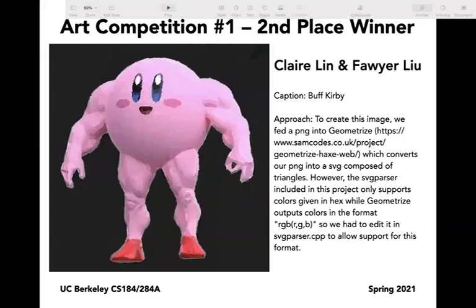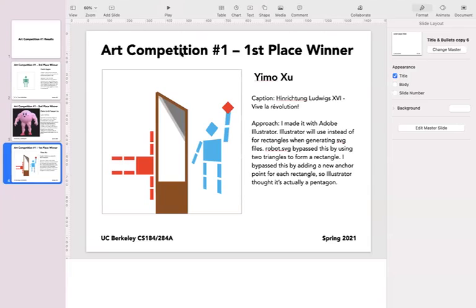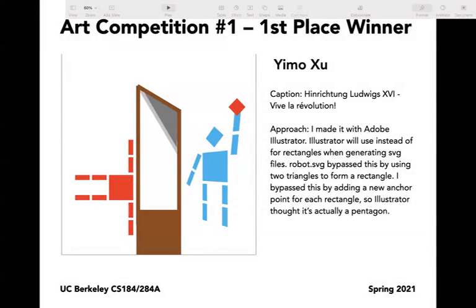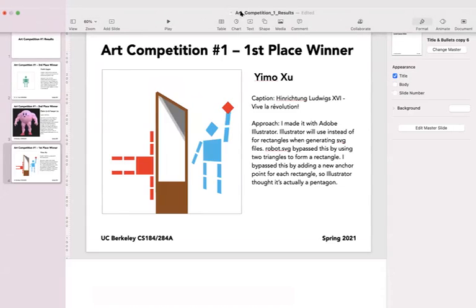And then last but definitely not least, the first place winner, Yimo, for the beheading of Cube Man. A revolution here with two robots.svgs drawing. Really cool all around. But thank you all for submitting these. They all were really fun to look at. And definitely keep participating in future ones.